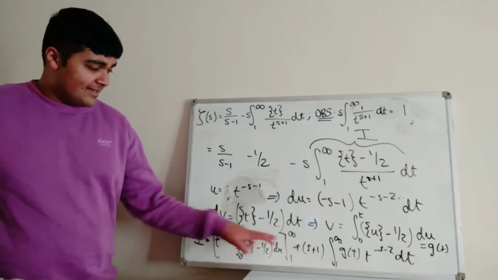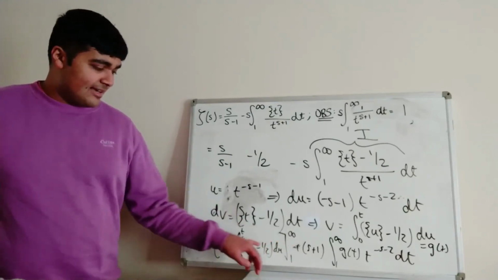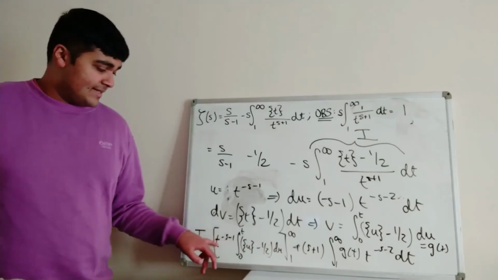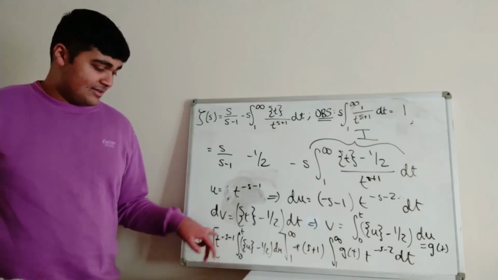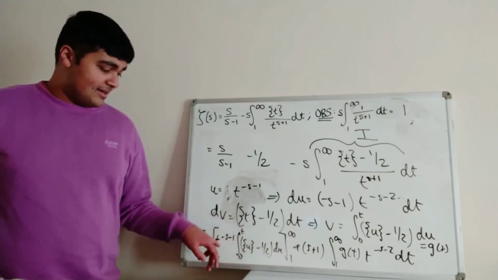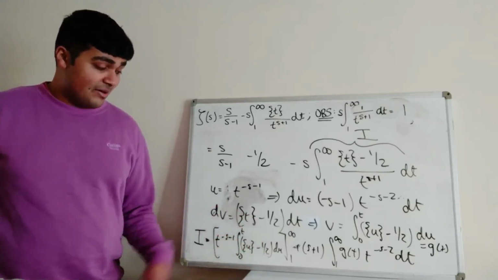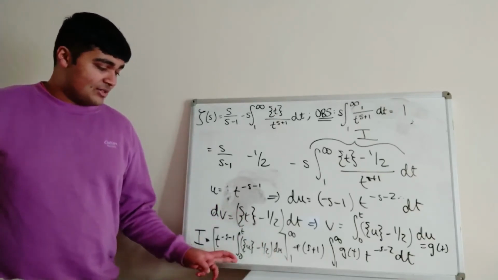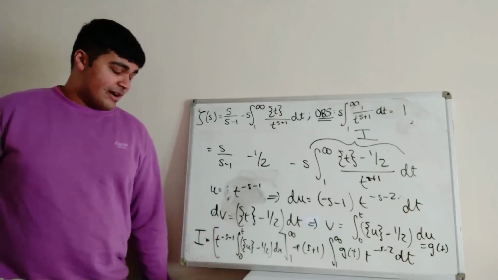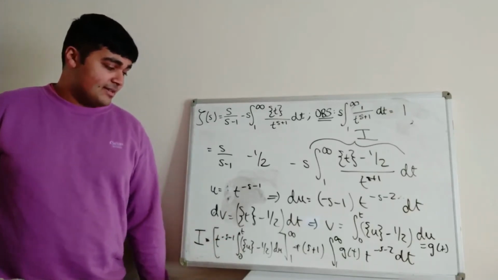Well, when we plug in t equals infinity here, this guy here is nice and bounded, and this thing here goes to 0. So we've got something bounded times something going to 0. This all in all is going to go to 0. When I plug in t equals 1, I've just got the integral from 0 to 1 of the fractional part of u minus a half du.